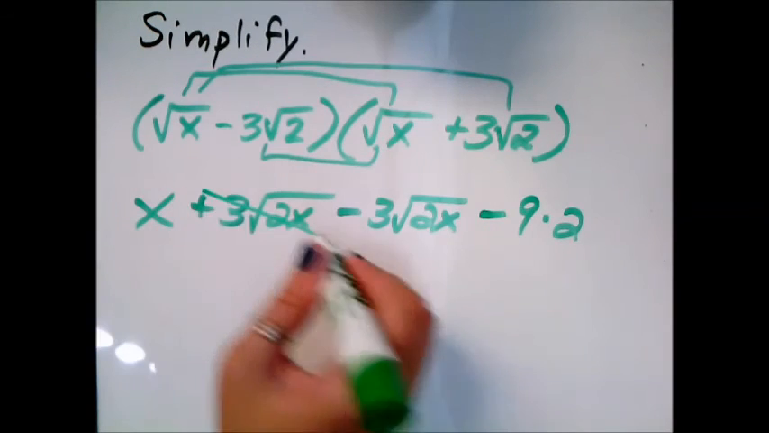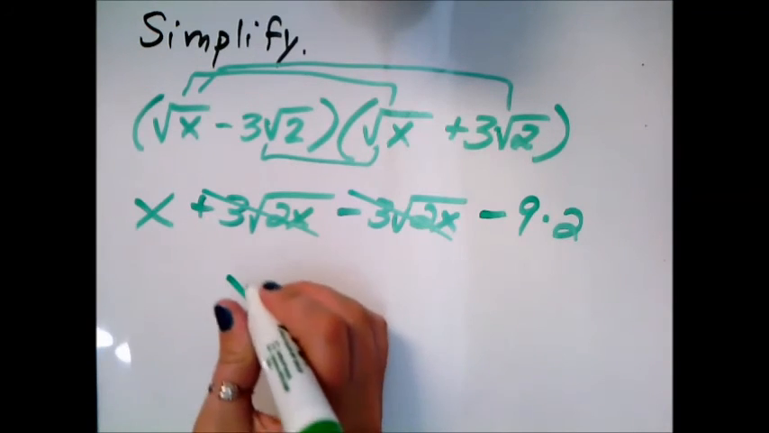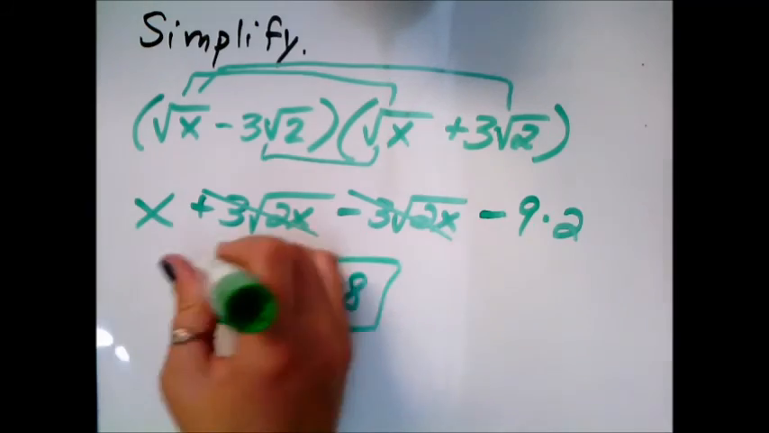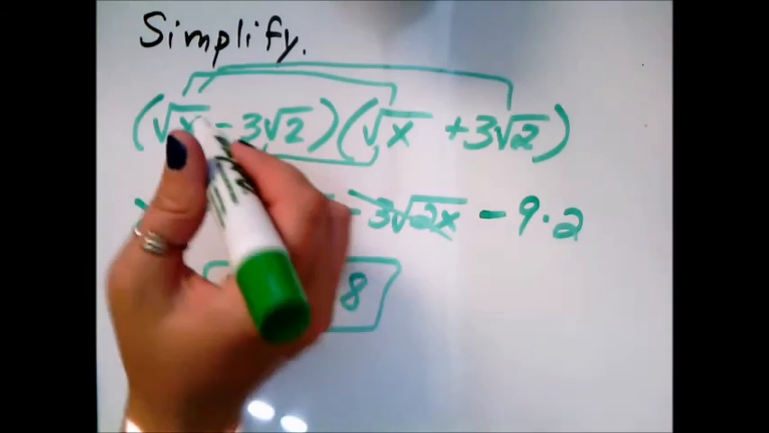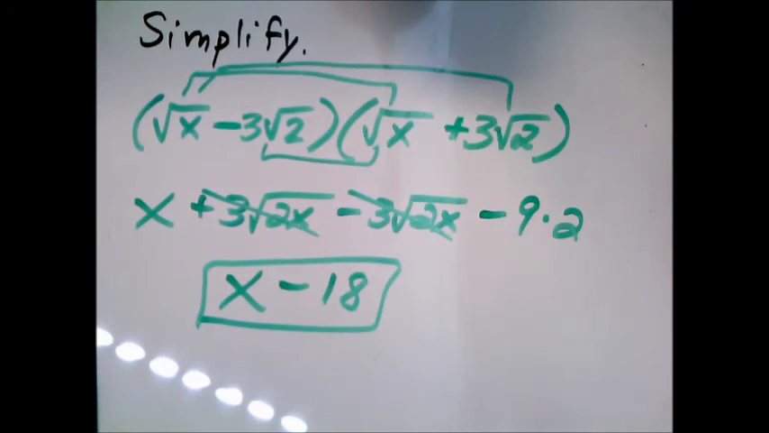Alright, then notice these two are the exact same term, but one's plus, one's minus, so they end up canceling off anyways. And I get x minus 18. What they're trying to show you here is what's called the conjugate. These are the same, but one's plus and one's minus. They end up canceling all the square roots. It doesn't get rid of the thing completely, but notice when we FOIL, there's no square roots anymore.